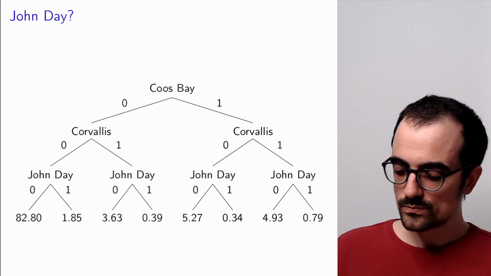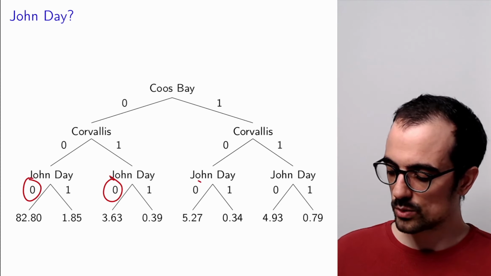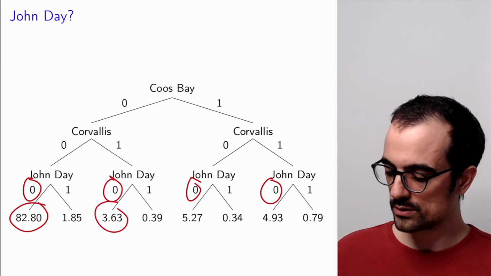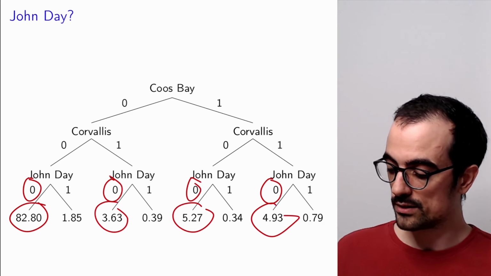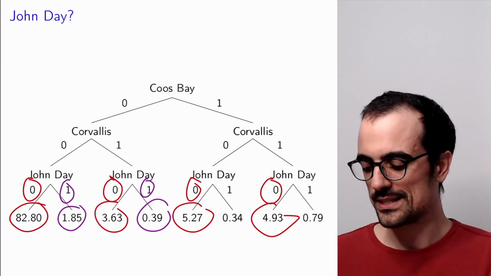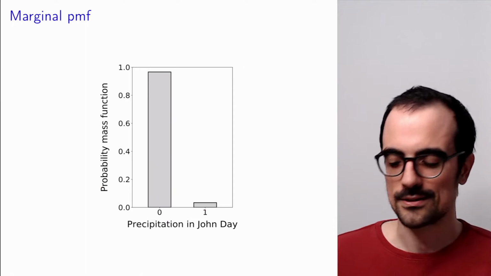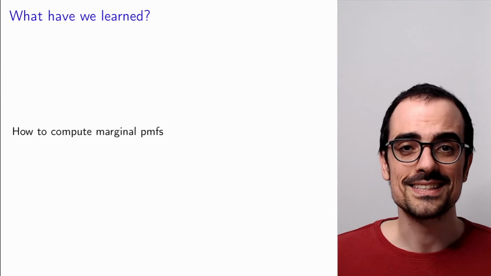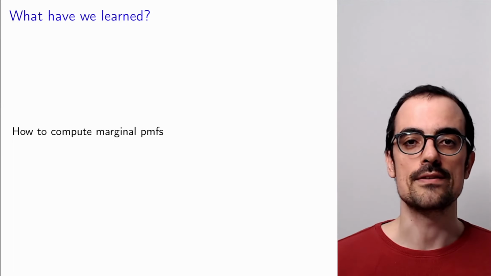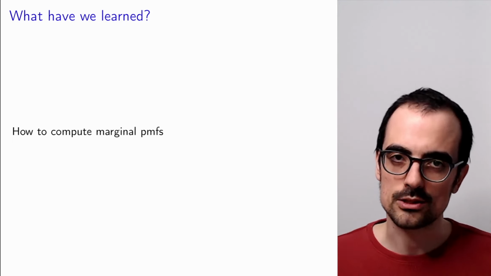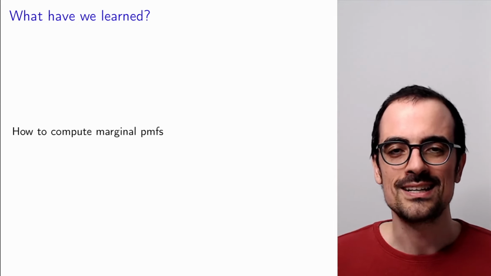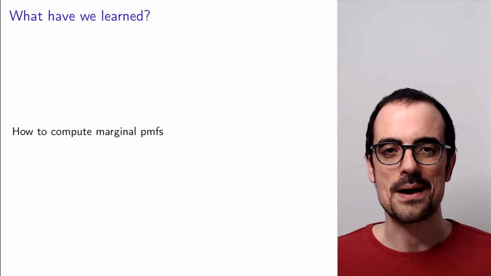Finally, John Day. You were interested in John Day being equal to 0. We have to sum over the corresponding values. And if we're interested in John Day equals 1, I think you get the drill, right? We sum over the values for which John Day is equal to 1. And that's it. It's as easy as that. When you want to isolate the individual behavior of random variables within a probabilistic model that contains many random variables, you just sum over everything that you don't care about, and that's going to give you the corresponding marginal PMFs.